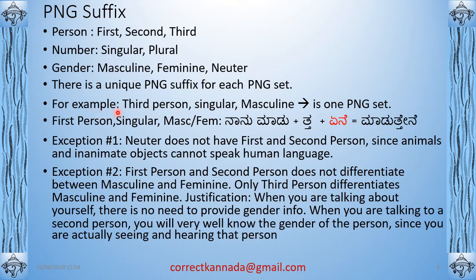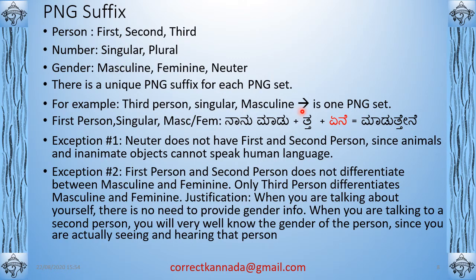So you have to understand one thing, that there is a unique png suffix for every png set. What do I mean by a png set? A png set is made up of 3 components. It contains a person, which can be any one of this set. It contains a number, which can be any one of these 2. It contains a gender, which can be any one of these 3. So you can form sets, right, by picking, say for example, first plural neuter, that is one set. Second singular feminine. Third singular masculine, like that. Like that you can create sets.